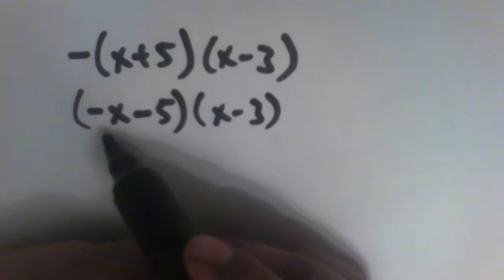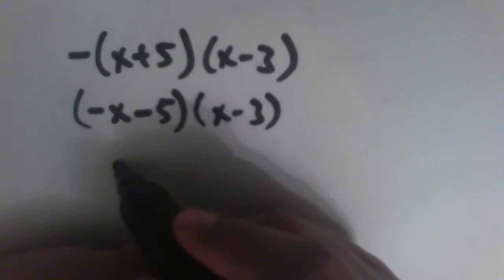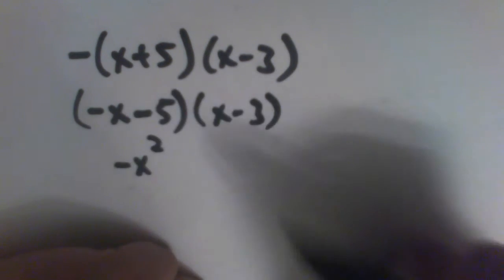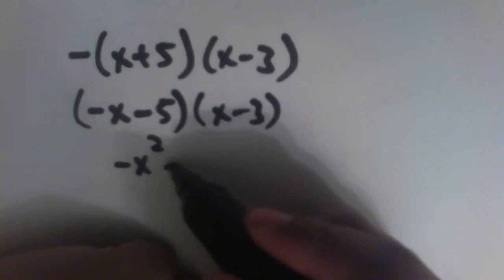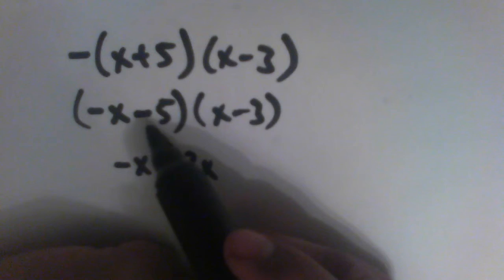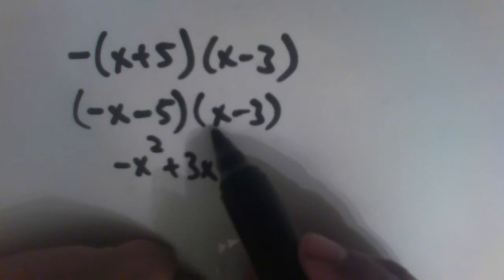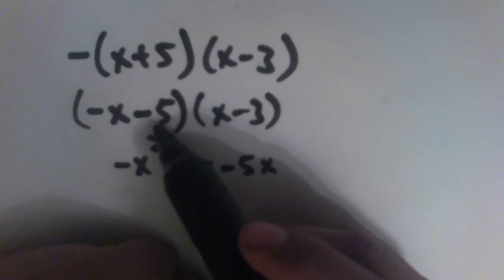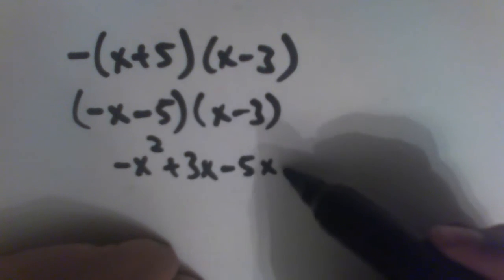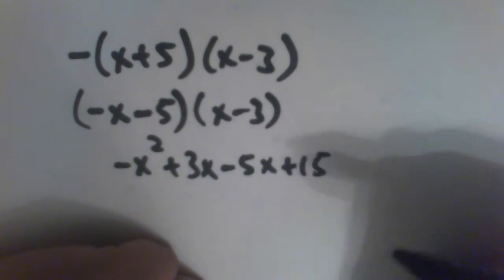So now minus x times x, well, that gives me minus x squared, right? Minus x times minus 3, that gives me plus 3x. Minus 5 times x, well, that gives me minus 5x, right? And minus 5 times minus 3, that gives me plus 15.